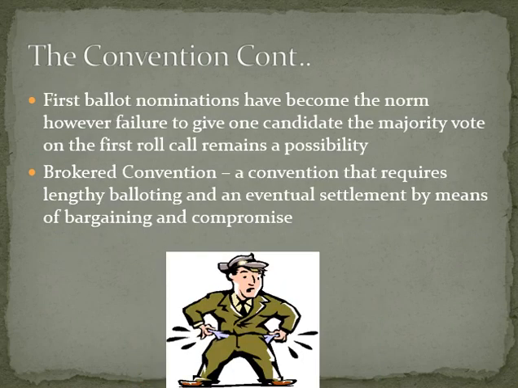Now, before your national convention, you've had a series of smaller conventions in which first ballot nominations have become normal. However, failure to give one candidate the majority vote on the first roll call sometimes remains a possibility. But for the most part, they have regular nominations so that when they get to the national convention, they'll go ahead and announce who that particular candidate is.